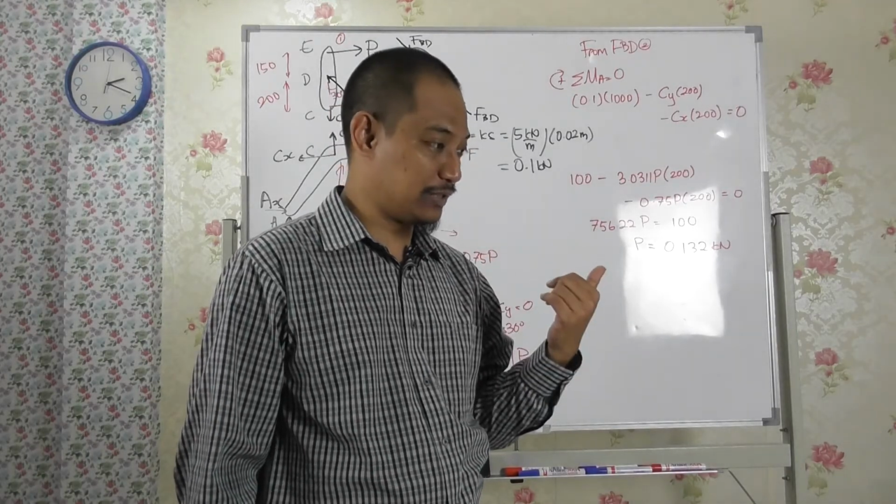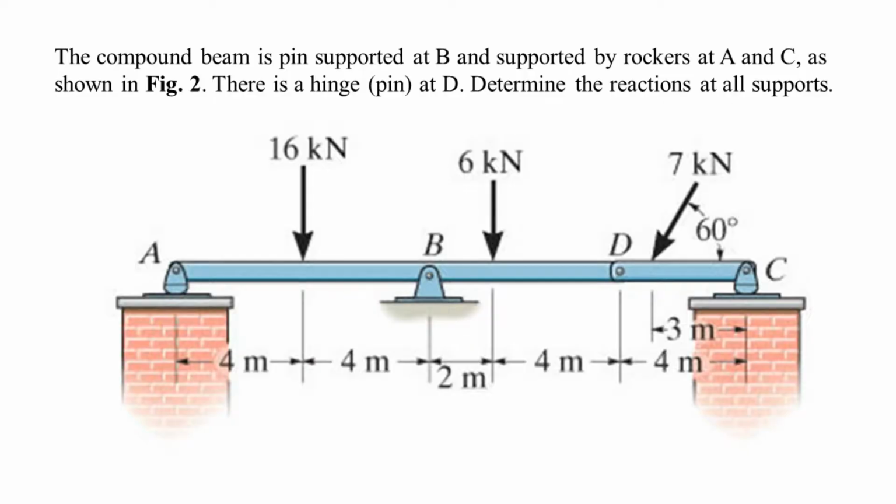We'll move on to the next question, question number 2. So this is the question number 2 for today. The compound beam is pin supported at B and supported by rockers at A and C, as shown in the figure. There is a hinge or pin at D. Determine the reaction of all supports.